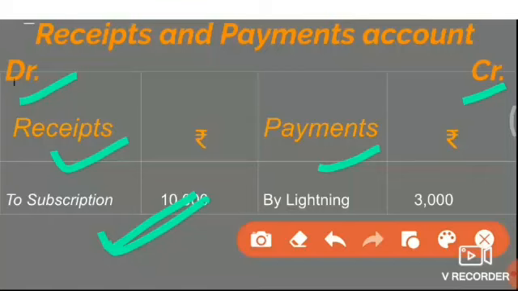And credit what goes out. If you see lighting is an expense, and cash payments are made. So in that case, cash goes out. So credit what goes out. If it is a real account, we will credit if it goes out. Here cash goes out, so we are crediting lighting. So the payments are credited because cash goes out, and the receipts are debited because cash comes in. So receipts and payments account is a real account.